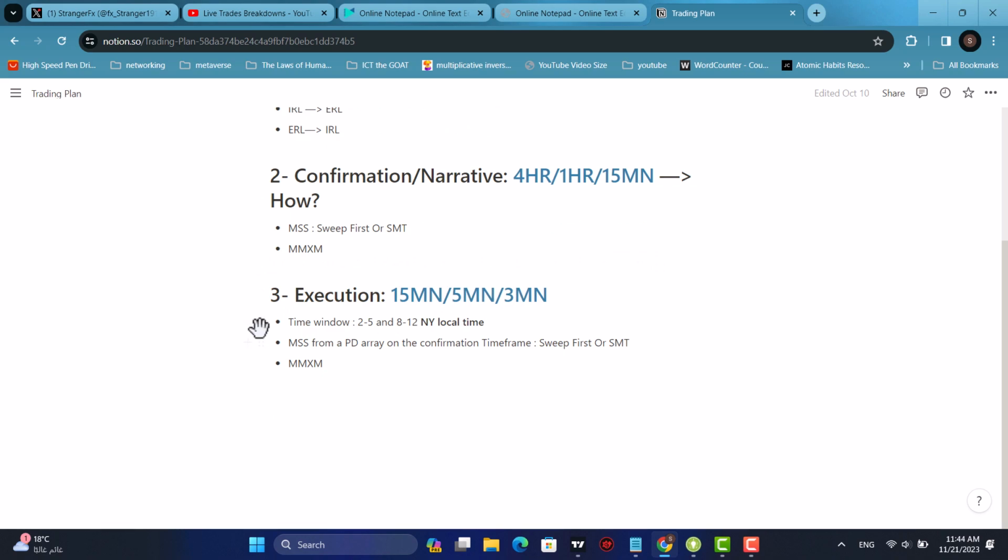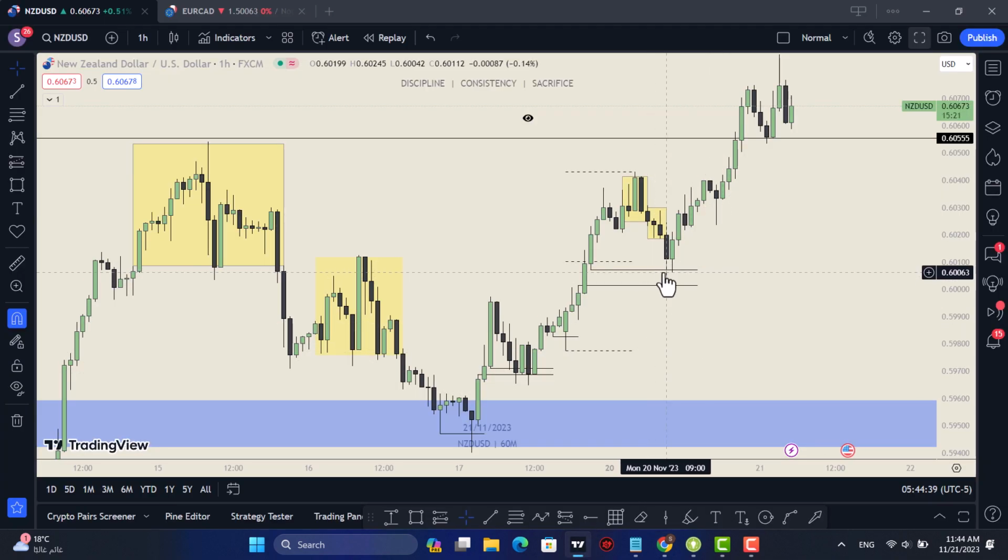Time window is always London kill zone and New York kill zone. And as always, we're going to use market structure shift from a PD array on the confirmation time frame, so that 1 hour fair value gap, and we want to see sweep first or an SMT divergence and a market maker X model. The market maker X model, if it's clear on the 1 hour, we don't really need it on the execution time frame, but if it's there, then that's a great confluence, guys. So here we're gonna drop to the 5 minute and I'm gonna see what's going on, right?